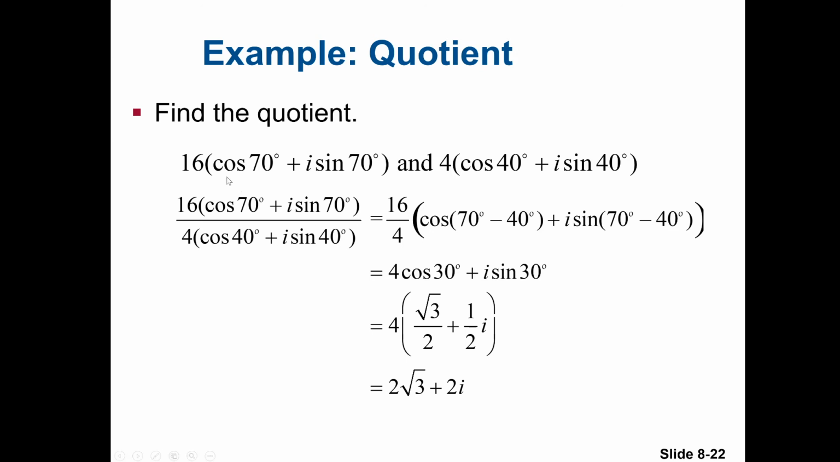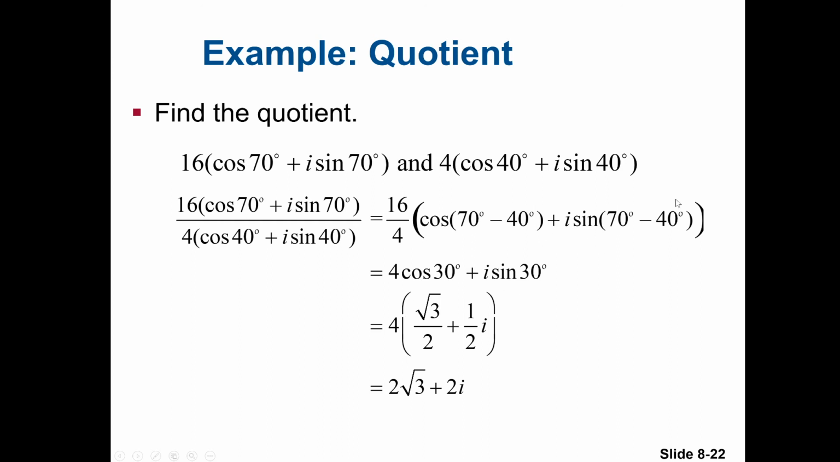So first thing you want to do is determine the radii. We have 16 and 4, so 16 over 4 gives us 4. And then for the angle, it's a quotient, so that means it corresponds to subtraction. We have theta 1, 70, and theta 2, 40. So 70 minus 40, and we get 30.